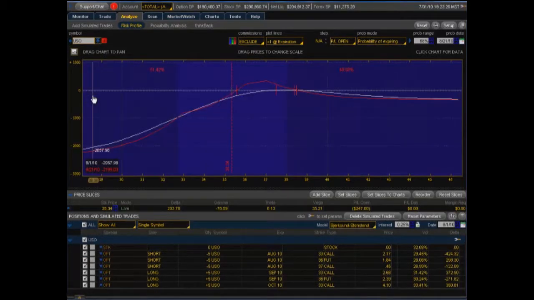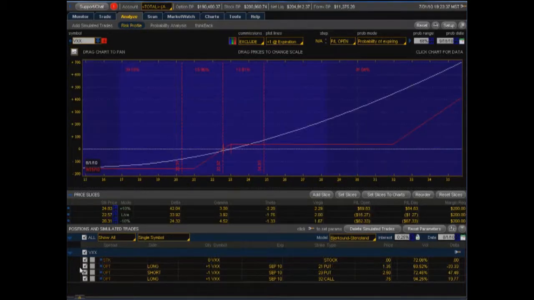We have a position on USO. This is a multi-month position where we're rolling strikes. We're not going to discuss that in detail today.